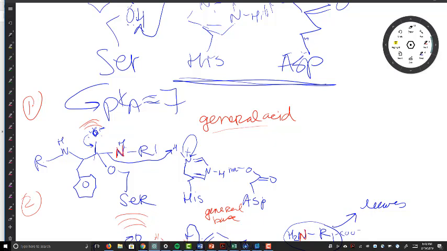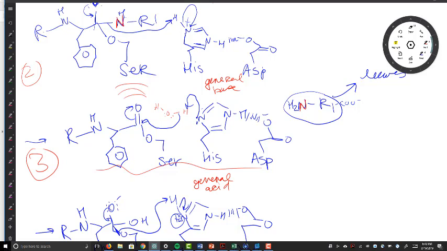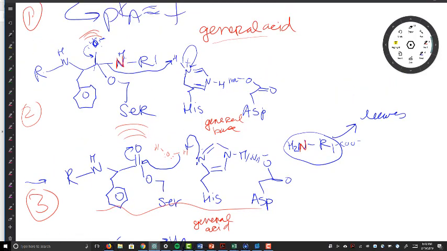So, okay. Then it's stuck. This half, the right half or the C-terminal half of the peptide can leave, but the N-terminal half is still stuck. And we have the, I almost forgot, we have the acyl enzyme intermediate.